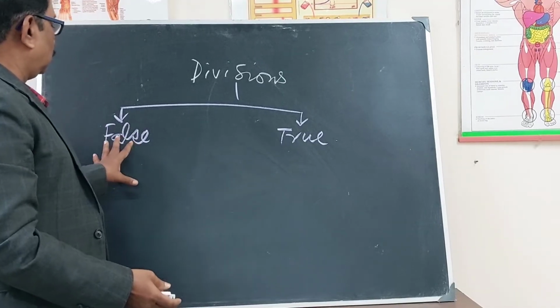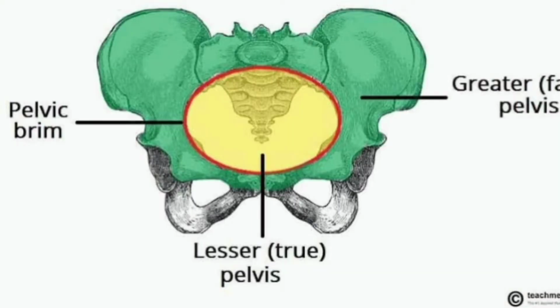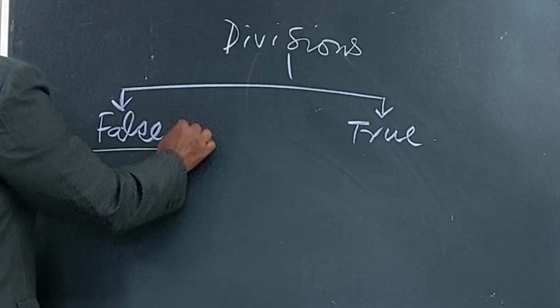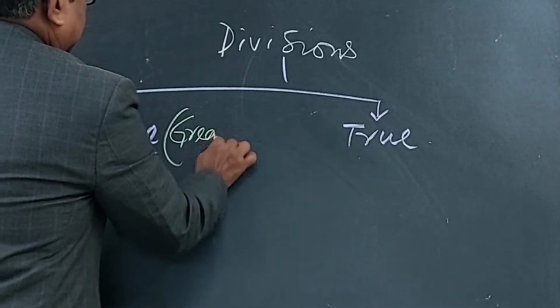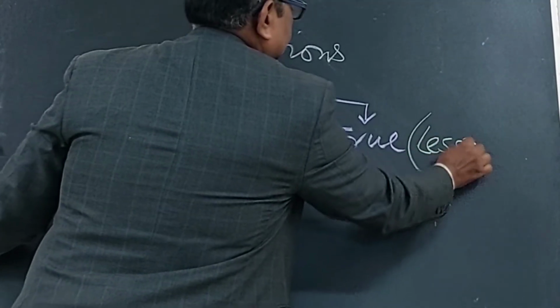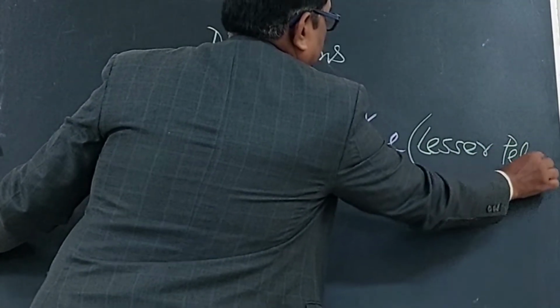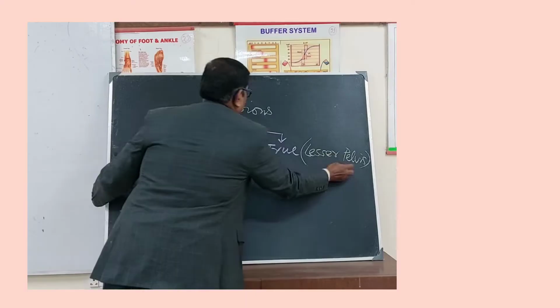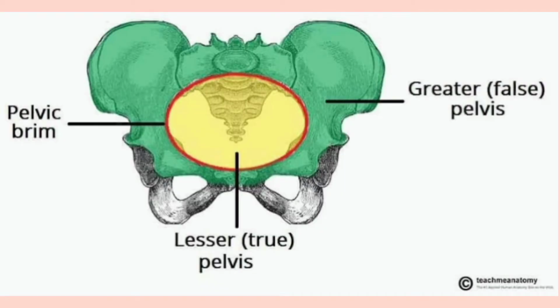And if I go to discuss which one is false and which one is true, we must know the boundary of pelvic brim or what is pelvic brim or what is pelvic inlet. We already know from the previous video. And this false pelvis is also called the greater pelvis. And true pelvis is also called lesser pelvis. That means the false pelvis is wider and the true pelvis is smaller. And between these two is the pelvic brim.